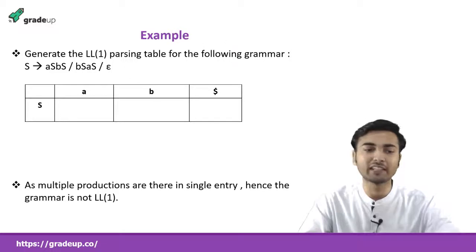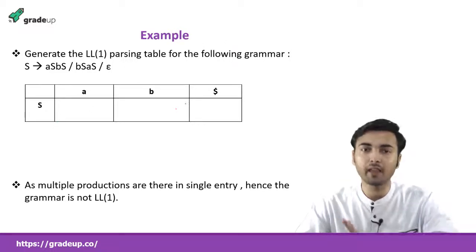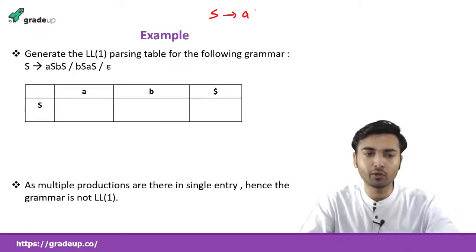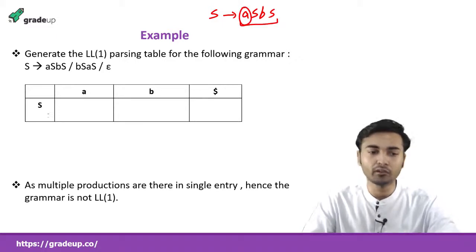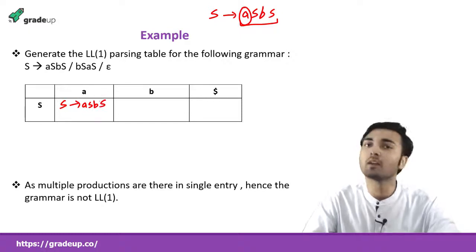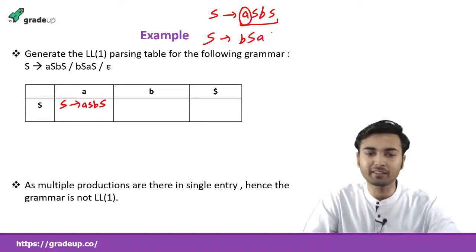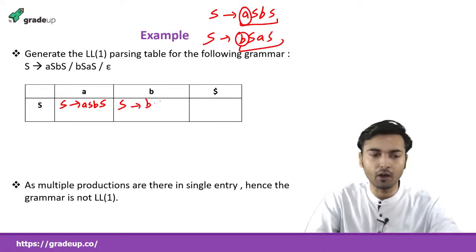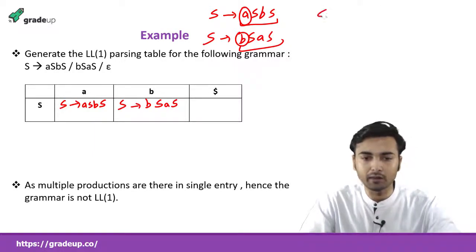Generate the LL1 parsing table for the grammar. The grammar is given to you. You have to complete this table. First production is S goes to ASBS. What is the first of this? A. So, S goes to ASBS comes into this. Now, another production S goes to BSAS. What is the first of this? B. Place it here. Very simple. Last thing, S goes to null.